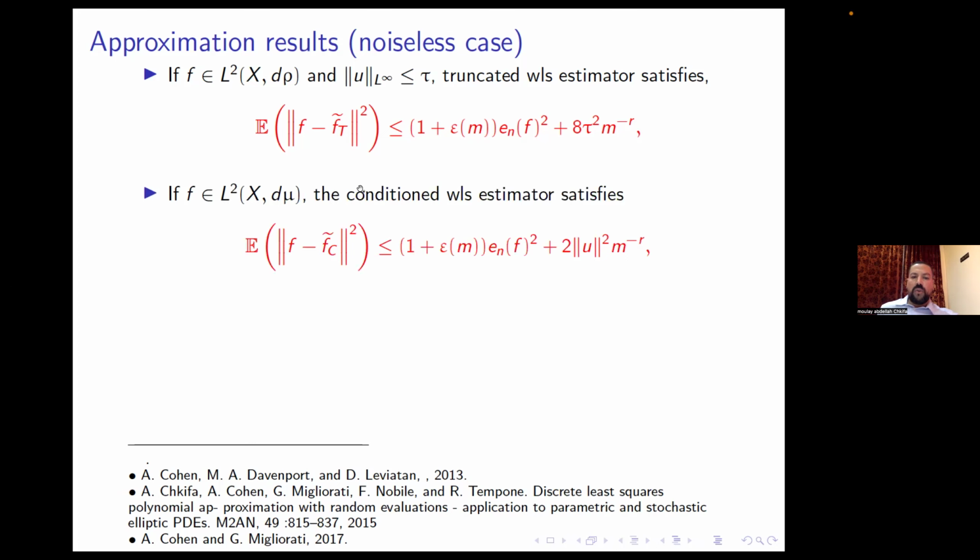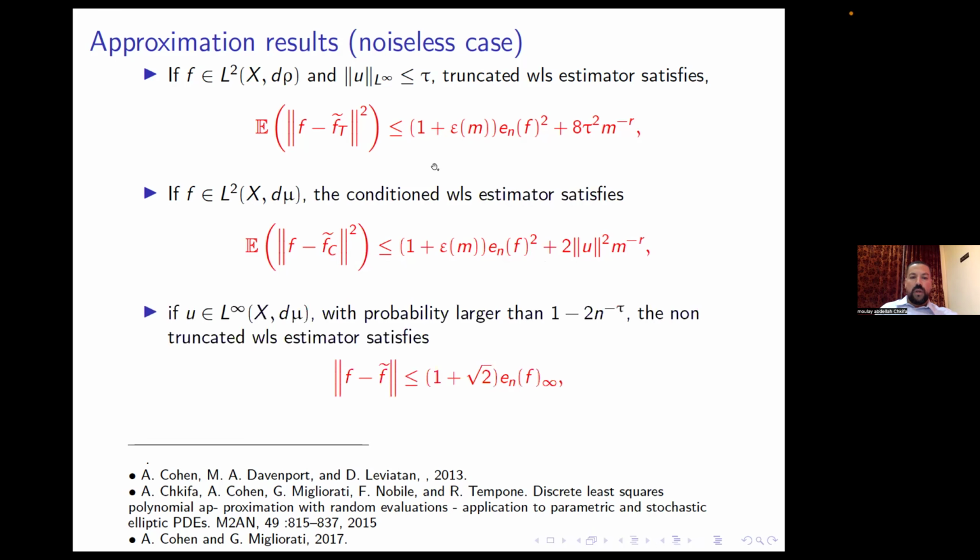A similar result holds if we use conditioned weighted least square. By conditioned weighted least square, we mean we sample and get the matrix G. If the spectral norm of G is larger than 1/2, because these results are in the case delta is equal to 1/2, then we solve the least square problem. If not, we start over. So the convergence rate we get is the following. It's actually similar to this one. And there's also convergence in the uniform sense.